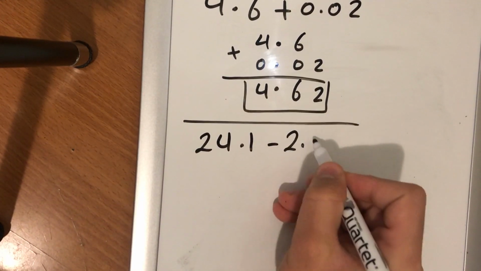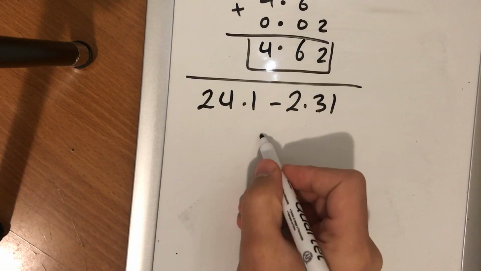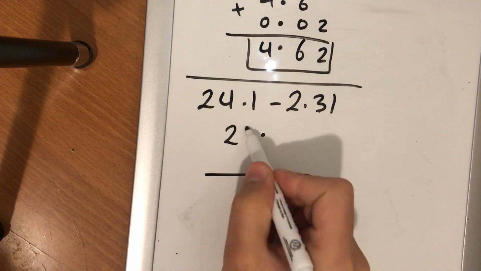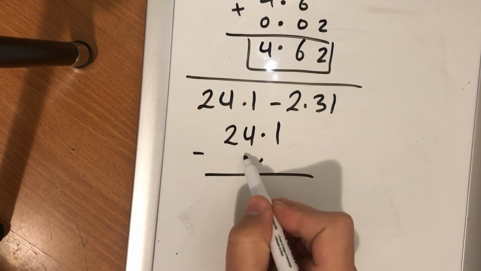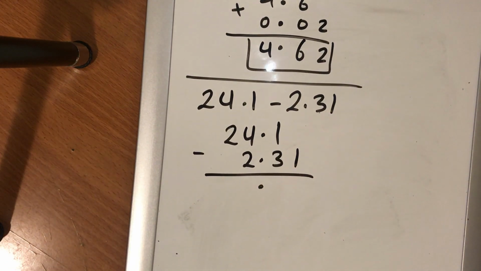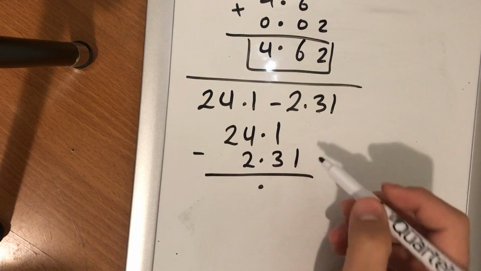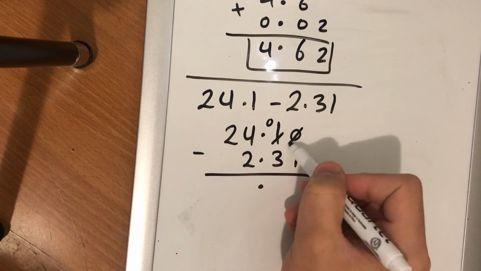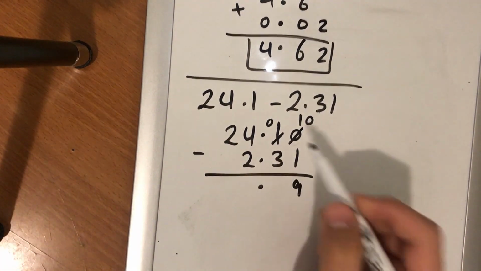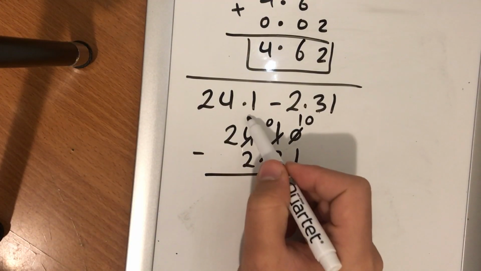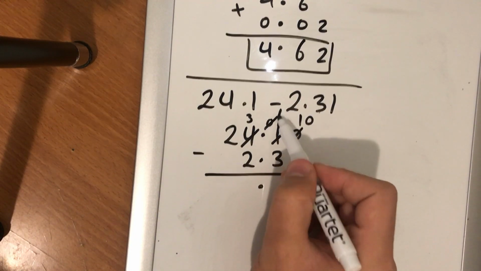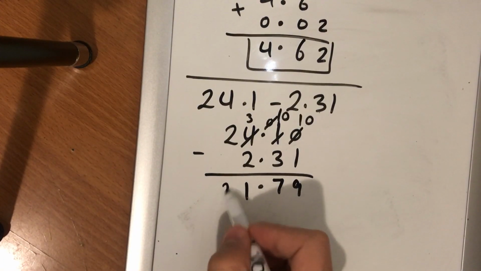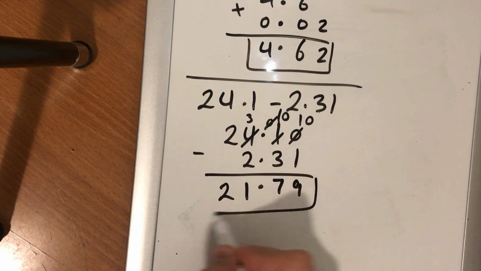24.1 minus 2.31. Line up the decimals first. Decimal, decimal, and the answer must have a decimal. 24.1 minus 2.31. Now, nothing minus a 1, so I can put a 0. So 0 minus 1 doesn't work. This becomes a 0, and that becomes a 10. 10 minus 1 is 9. 0 minus 3 doesn't work. This becomes a 3. That becomes a 10. 10 minus 3 is 7. 3 minus 2 is 1. 2 minus nothing is just a 2. And that is your answer.